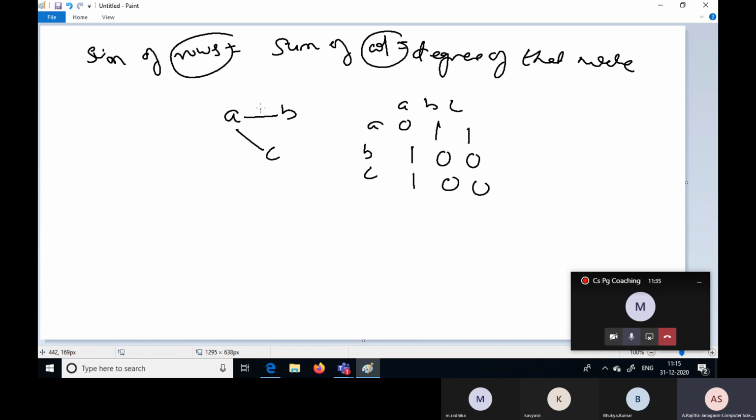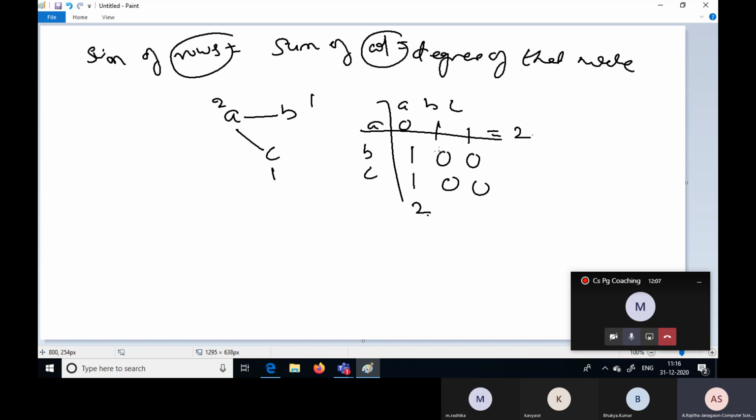Okay, now see here, how many edges? 2 edges. What is the degree of this one? 2. This degree is 1. This degree is 1. So now, sum of rows equals sum of columns equals the degree of that particular node. Suppose you take here, what is the sum? 2. Sum of column equals 2 and sum of row equals 2. Here this represents A, and this represents A. Okay, so sum of rows equals sum of columns equals the degree of that particular node.